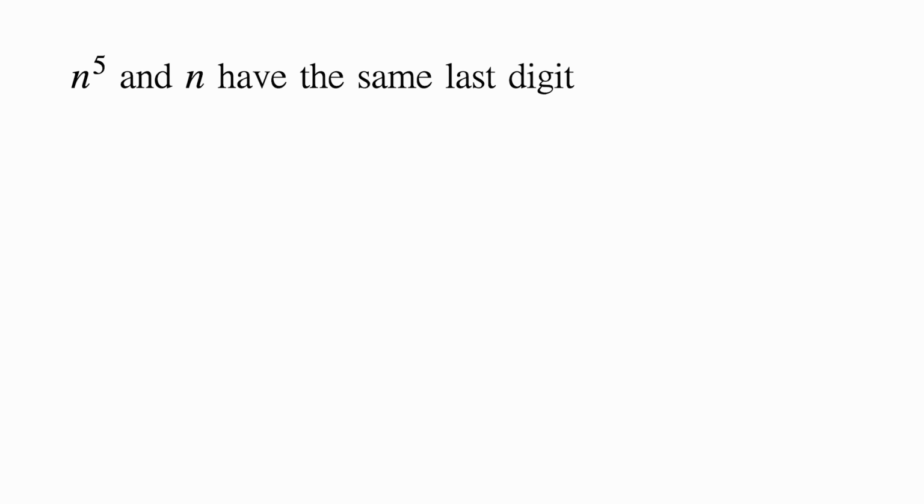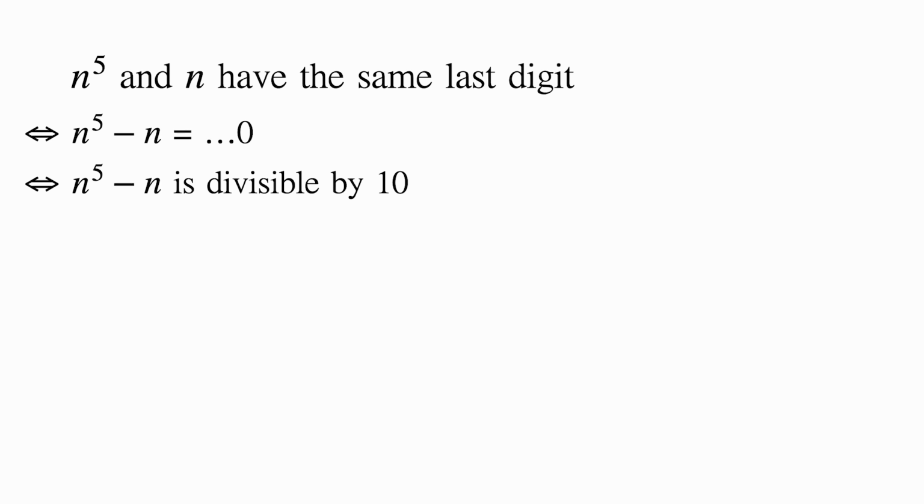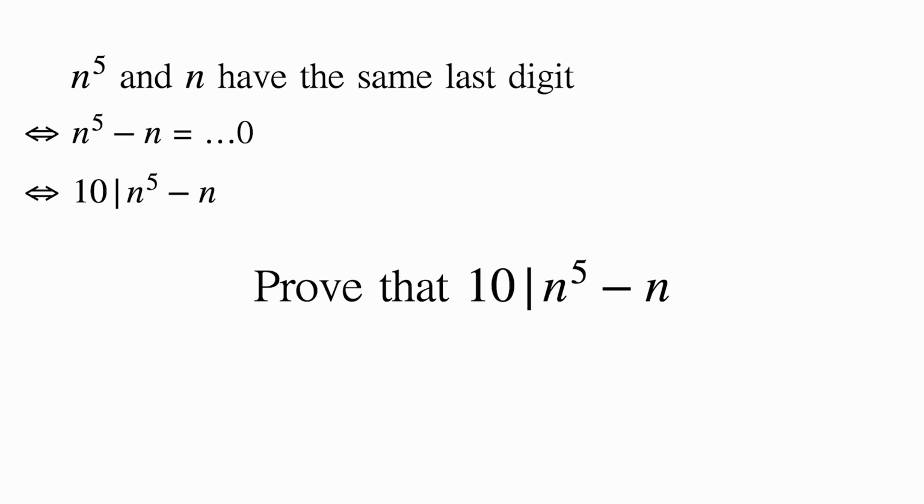Now, since n to the power of 5 and n have the same last digit, we can rewrite this question as such. N to the power of 5 minus n ends with 0, and thus n to the power of 5 minus n is divisible by 10. Our question is now, prove that 10 divides n to the power of 5 minus n.